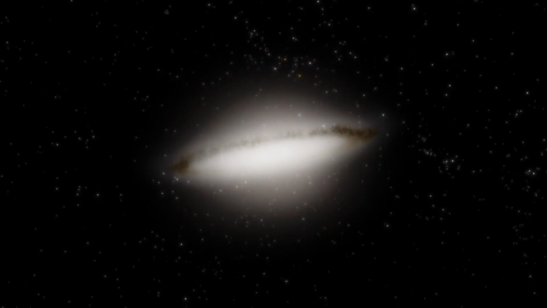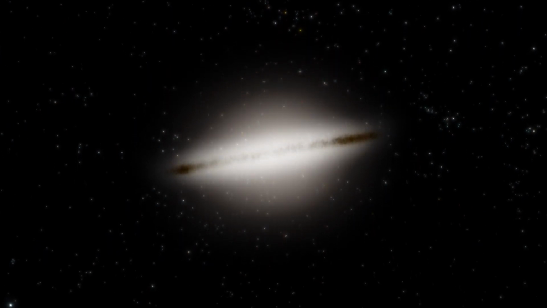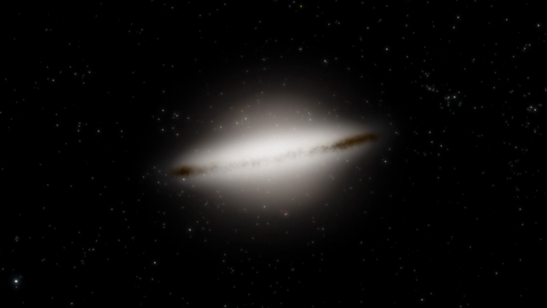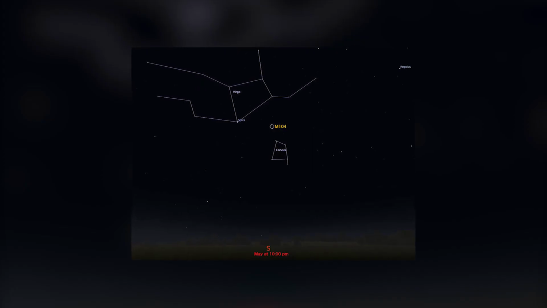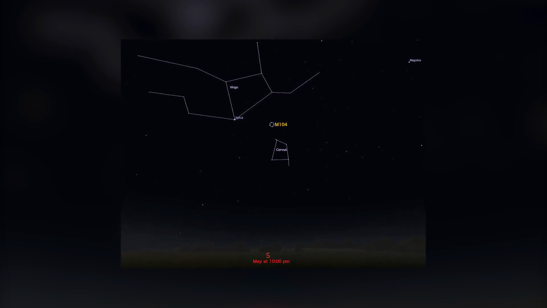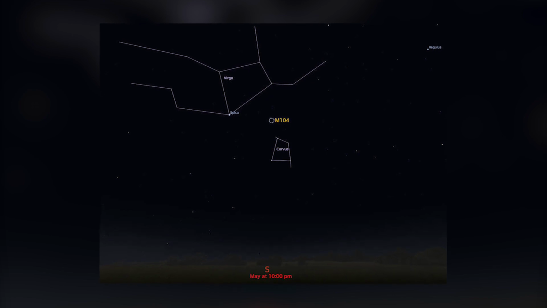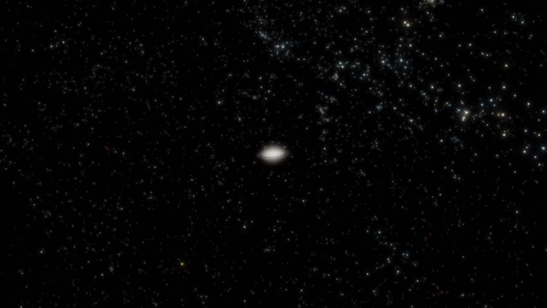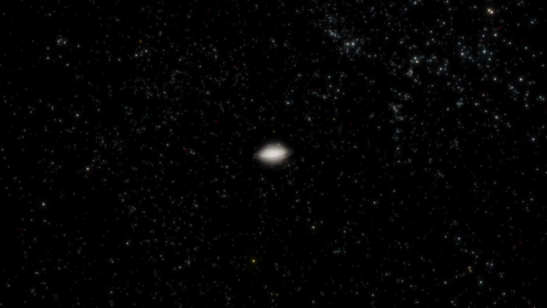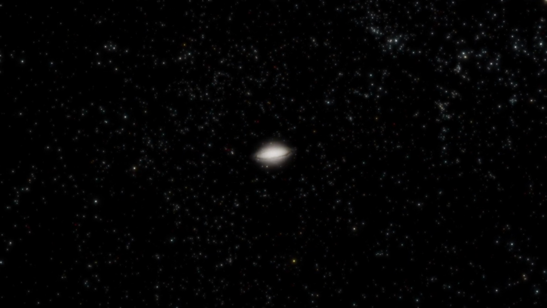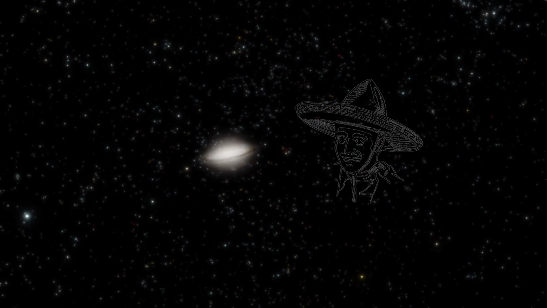The Sombrero Galaxy, recognized as Messier 104, is a really stunning unbarred spiral galaxy. It's located in the constellation of Virgo, about 29 million light-years away from us. It's too faint to be seen with the naked eye, but can be easily seen with ordinary telescopes. But have you ever wondered why it resembles the Mexican hat of the same name?